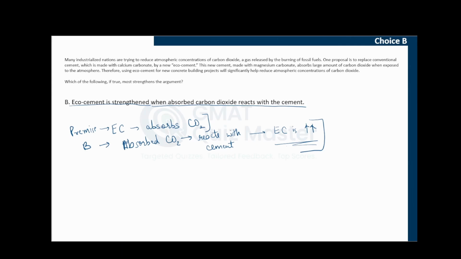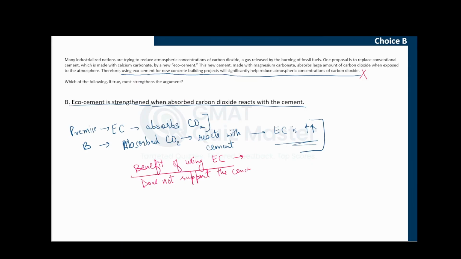But does this choice support this conclusion that if we use eco-cement, the atmospheric concentration of CO2 will reduce significantly? The answer is no. This choice just presents a possible benefit of using eco-cement. It does not support the conclusion. You can see that this benefit is actually an additional benefit of using the eco-cement. It in no way conveys that the use of eco-cement will help us reach this target goal of reducing the atmospheric concentration of carbon dioxide, and therefore this additional benefit does not increase our belief in the conclusion.